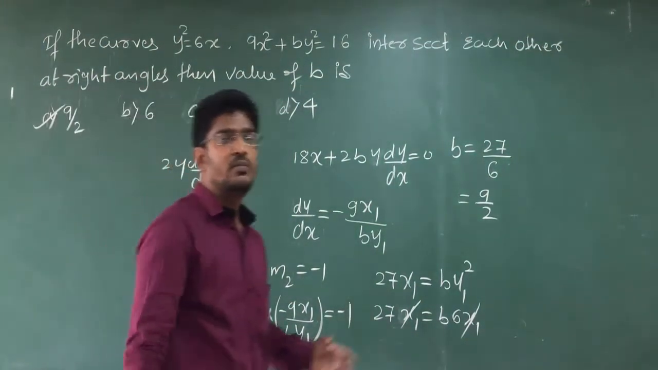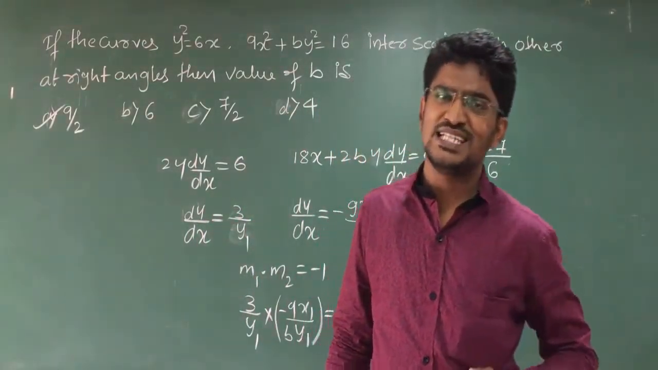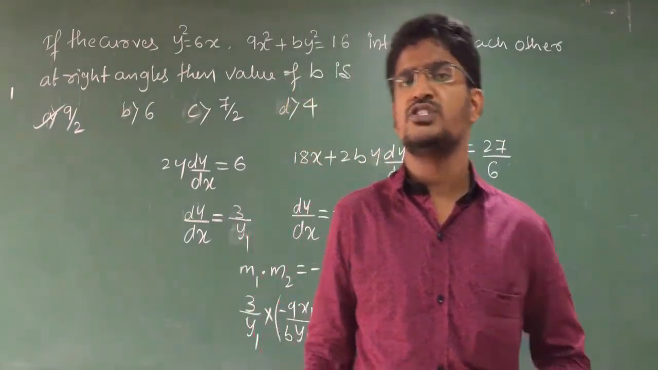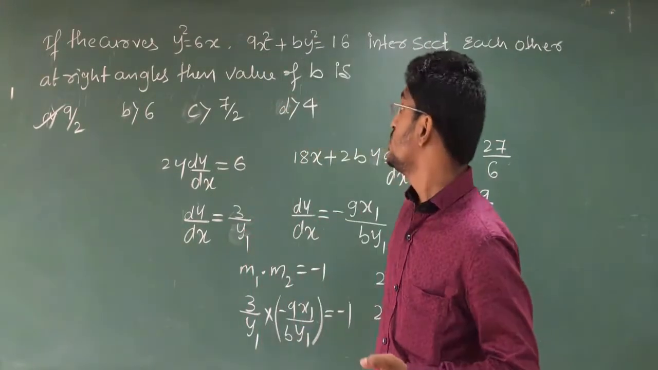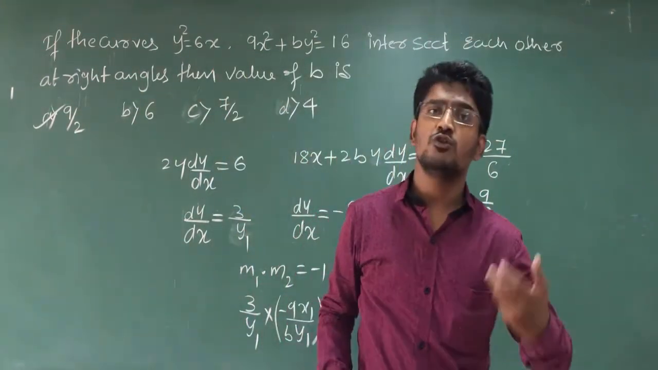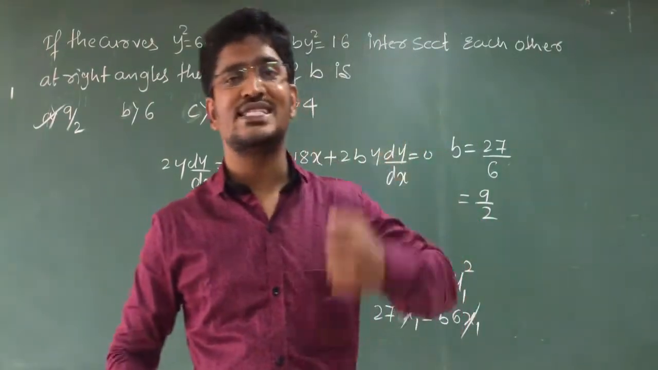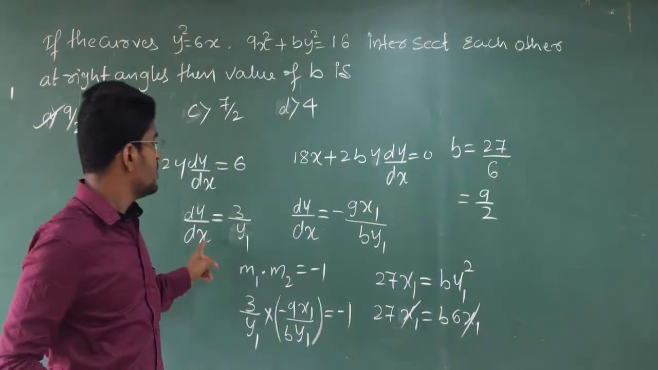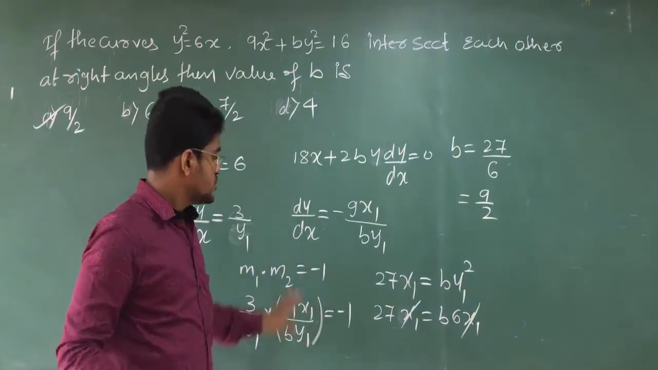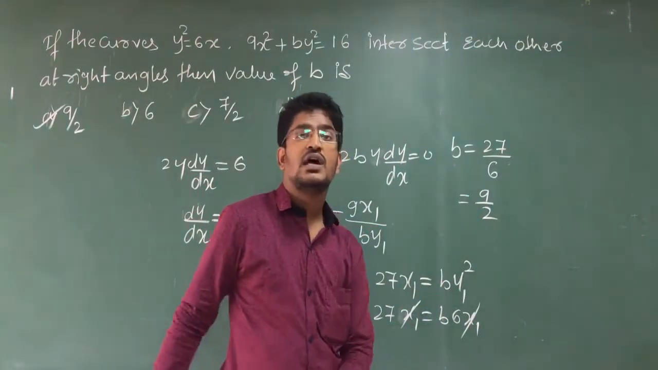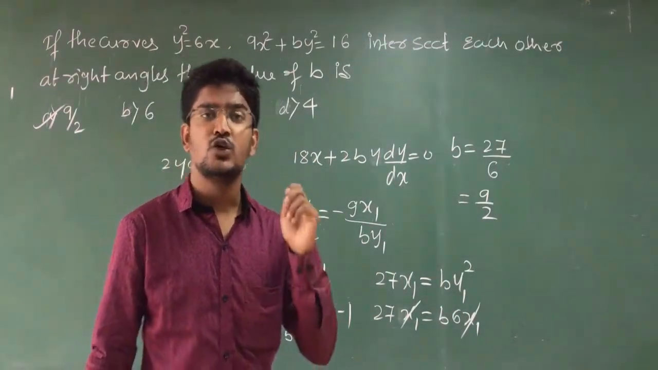A very simple problem. We are going to take the help of the property of perpendicular lines. If two lines are perpendicular to each other, product of slopes is equal to -1, that is m1 into m2 equal to -1. If I differentiate the first equation, you will get the slope of tangent of first curve. If you differentiate your second equation, you will get the slope of tangent of the second curve. So by taking dy by dx of both of them, I will convert them to m1 into m2 equal to -1. If you simplify this, b will be equal to 9 by 2. So the value of b is 9 by 2.